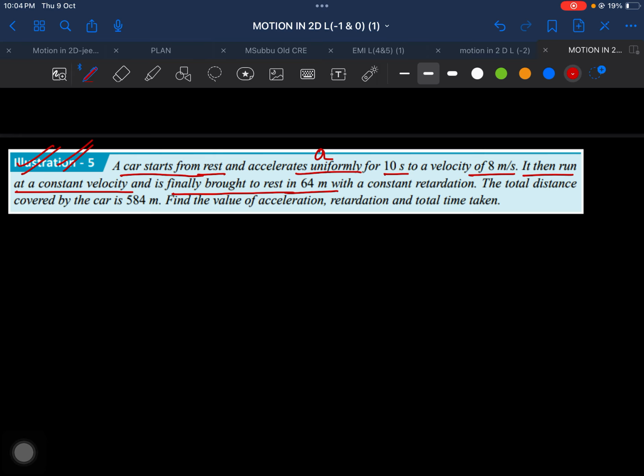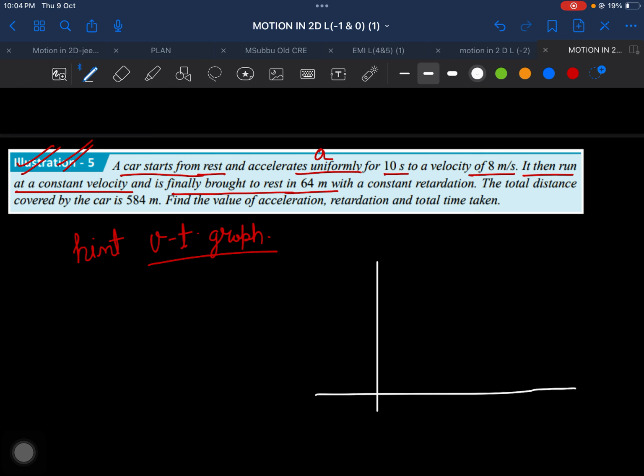So the hint behind this question is you have to draw the VT graph, the velocity time graph. So let me draw this graph for you here. Here we have velocity on the y-axis, and on the x-axis we have time. So first we have acceleration, so velocity is increasing, then the velocity will be constant, and then we have a retardation. So this kind of a graph we have, and let me divide this graph into some sections.